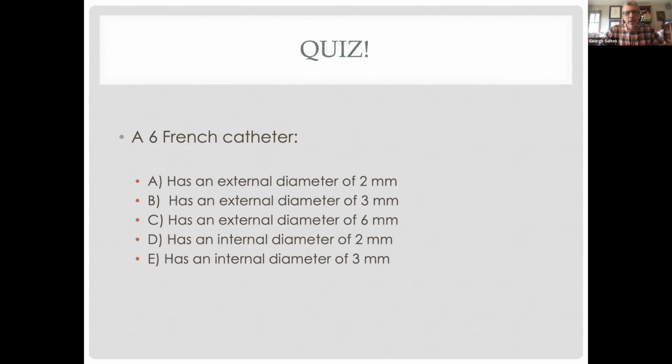So here's the next quiz. This involves French size. So I want you to think about this in your brain since I'm not getting feedback. So a 6 French catheter has an external diameter of 2, 3, or 6, or an internal diameter of 2 or 3. You know, we're always talking about all of our catheters in French size. And the answer is an external diameter of 2 millimeters, which we'll get to.